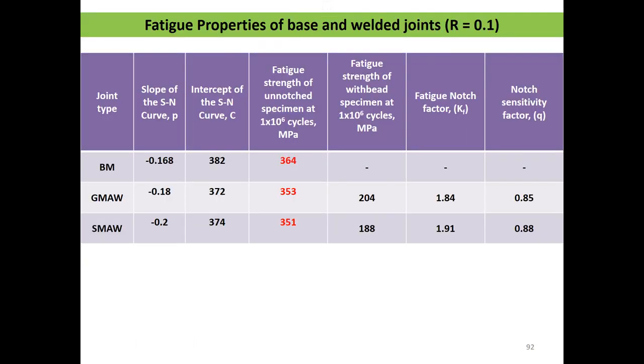Fatigue property again you could see, which is SMAW process is almost similar here. For the intercept, it is closer to the base material. Fatigue strength of the notched specimen is 364 megapascal. For GMAW, it is 353. For SMAW, it is around 351.